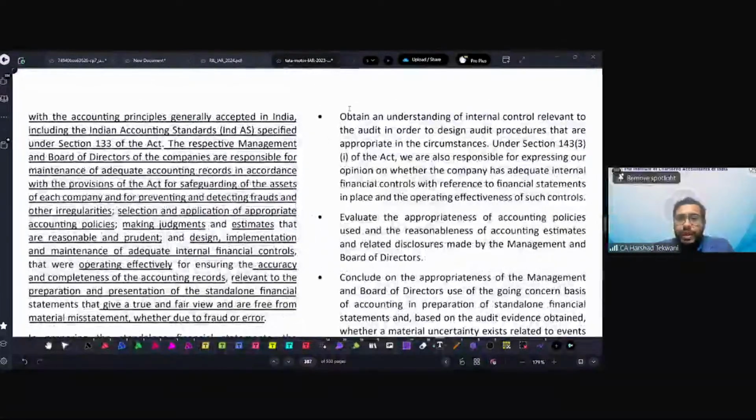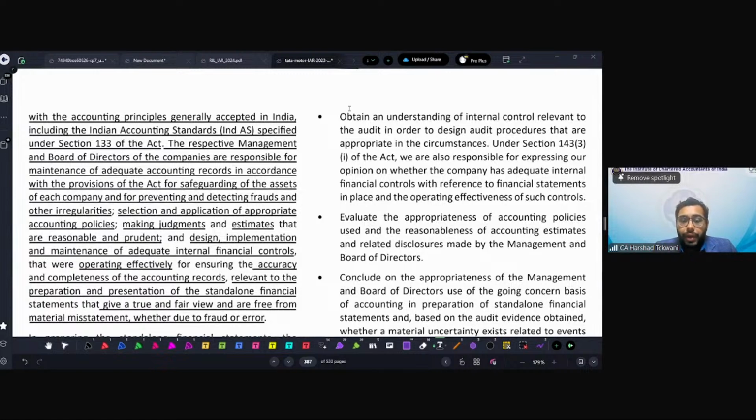So first, we are specifying in detail what the responsibility of the management is. Management says that this is our responsibility, that we have to prepare the financial statements, with internal controls necessary to have the financial statements free from material misstatement due to fraud or error.